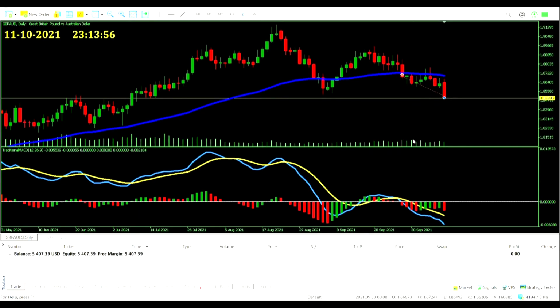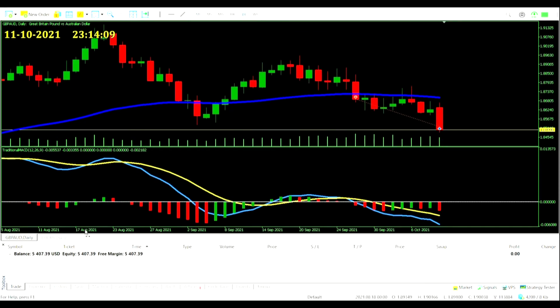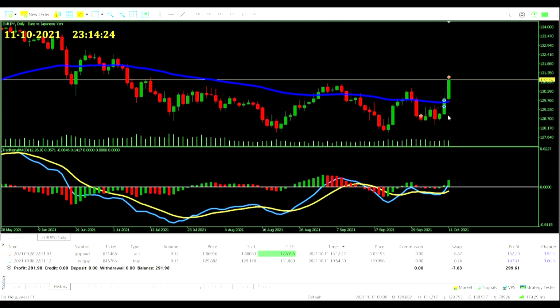Hey, it's good news. We got take profit on both those trades. Start with the Great British Pound Australian dollar. Large red candle coming against the pound, exactly what we wanted. Did carry on past that, but we took $152.20 from it. $6.87 off that for the swap, but still very profitable. Nice trade.